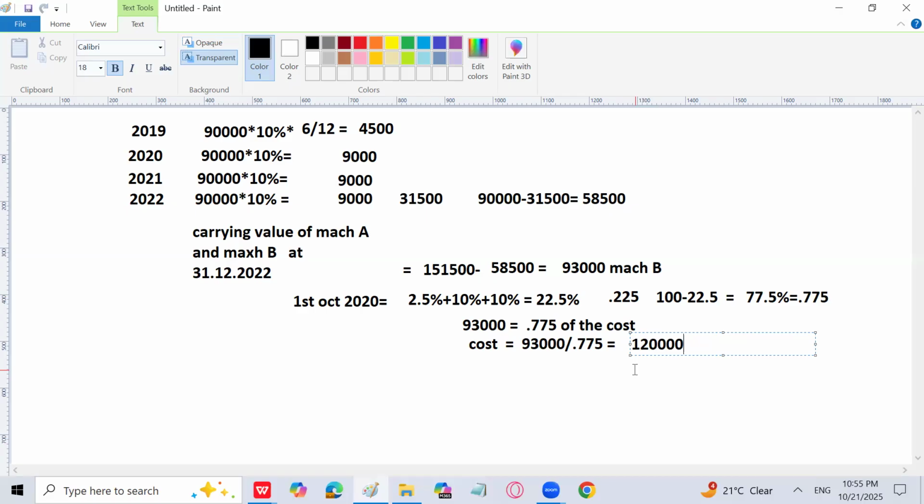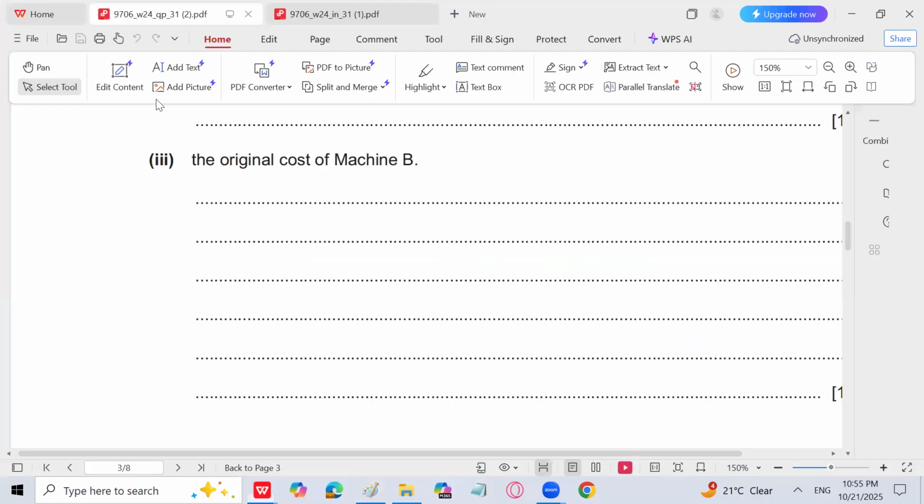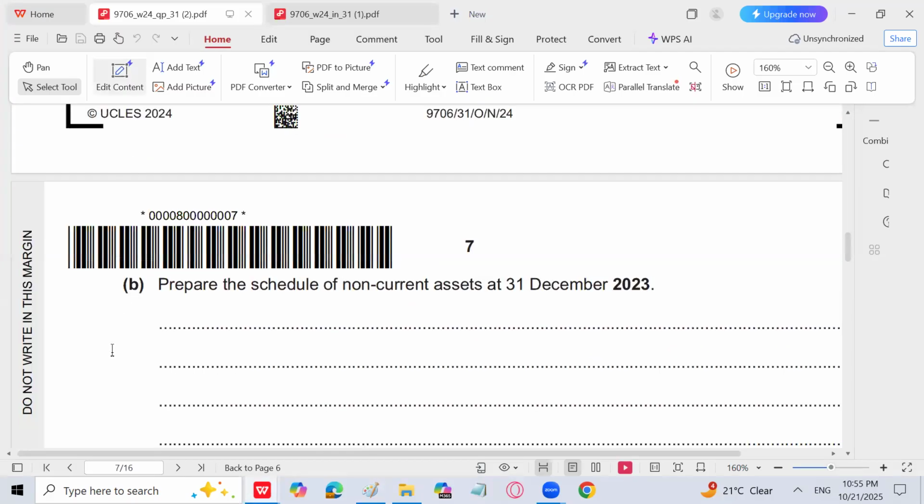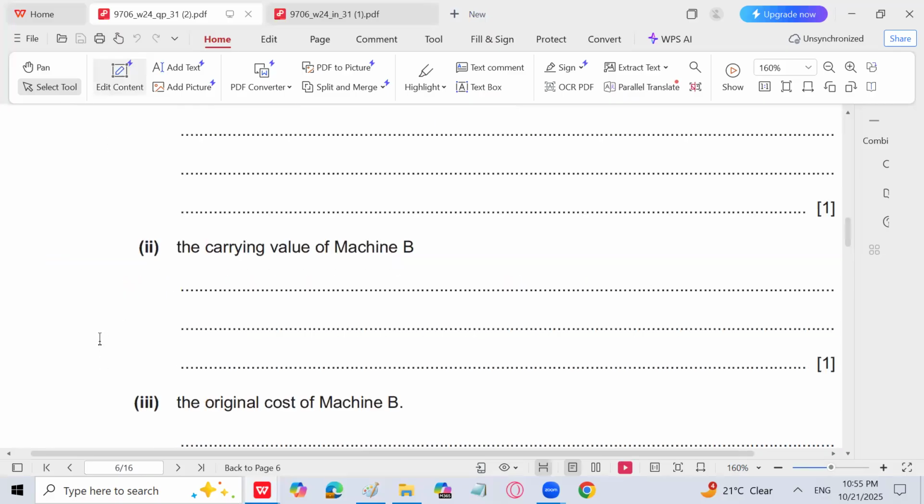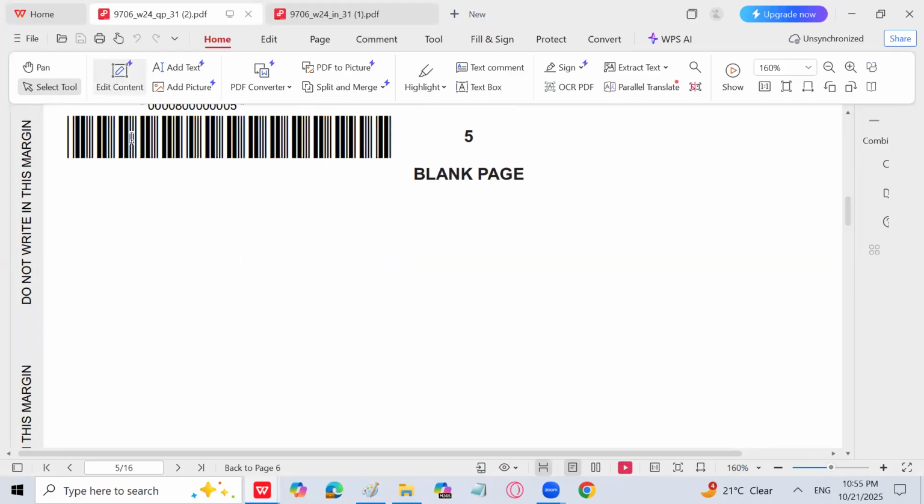Now we'll move forward to prepare the schedule of non-current assets. So let's do that, because the next part is he wanted us to prepare the schedule of non-current assets. And it is not that difficult also.